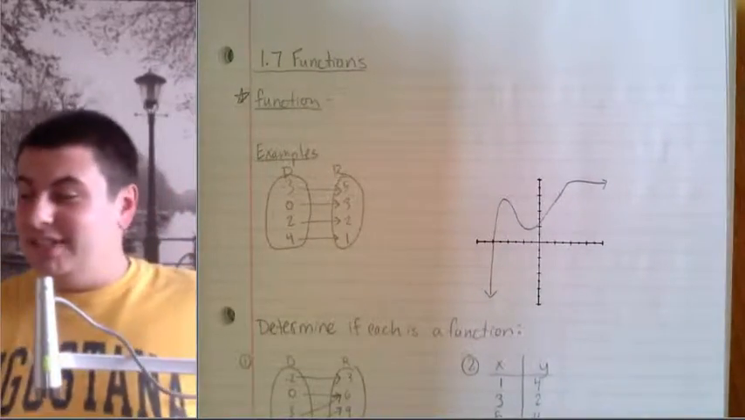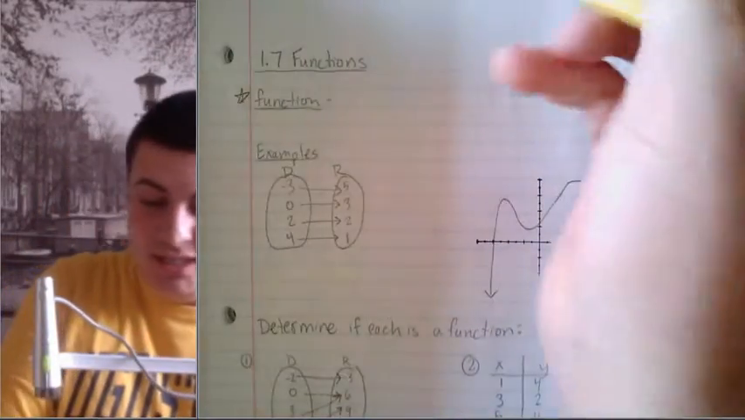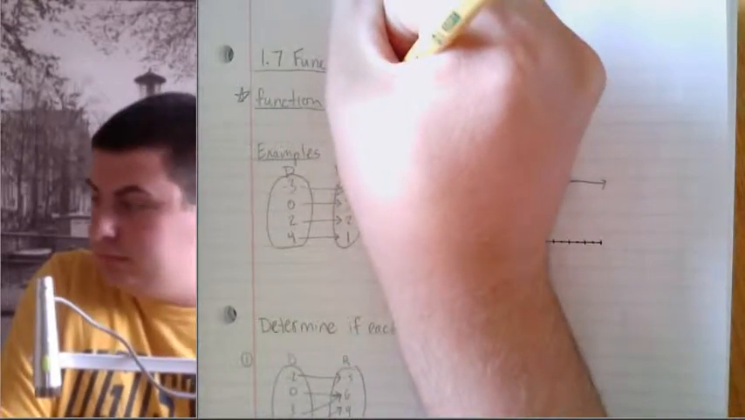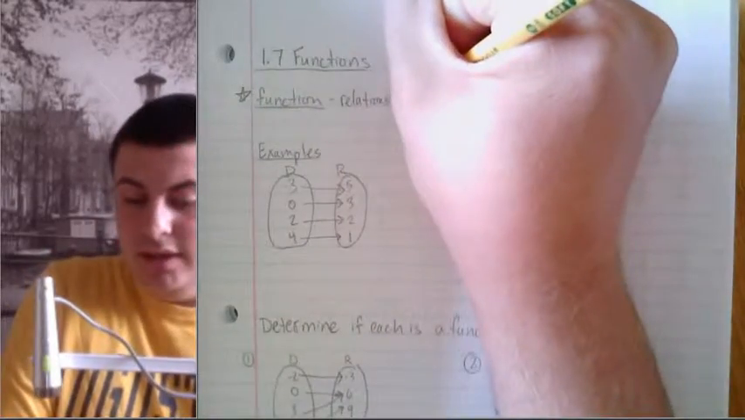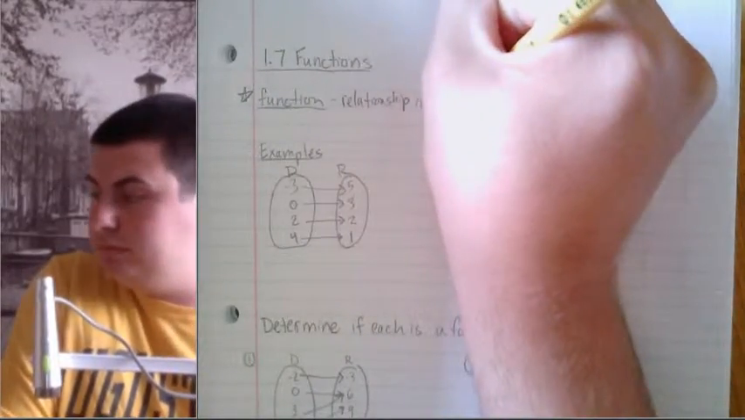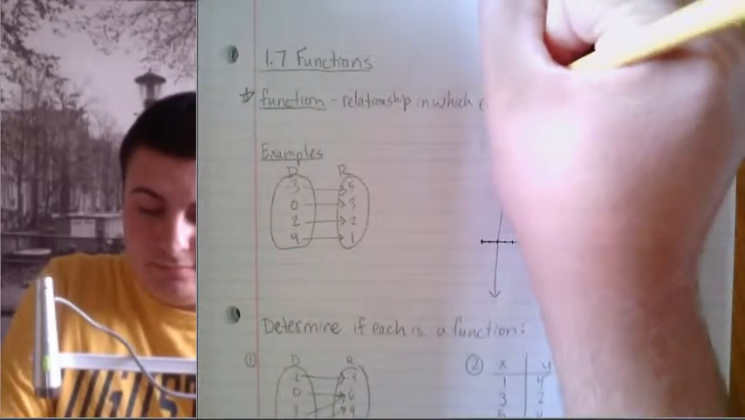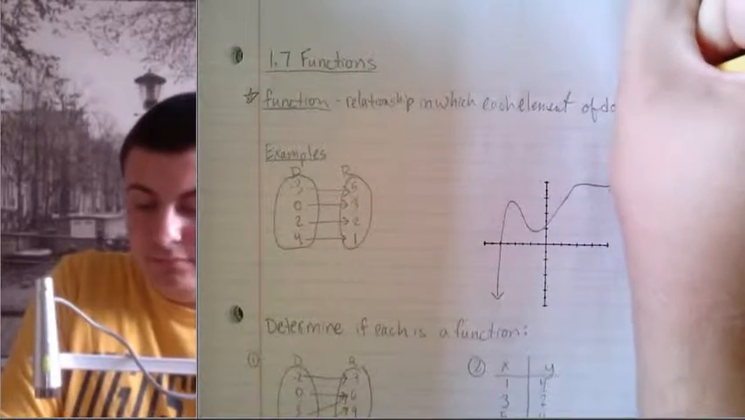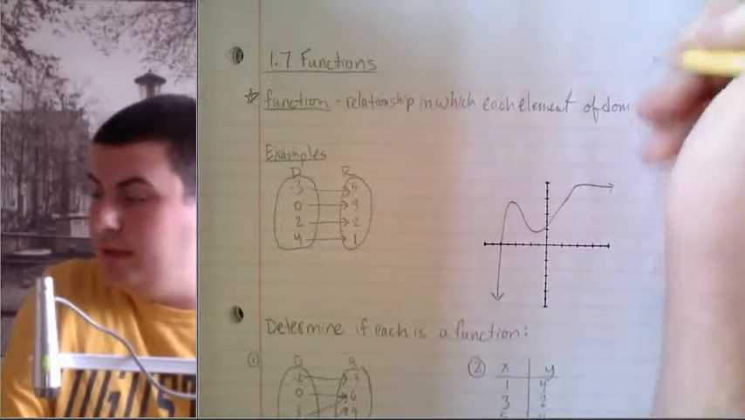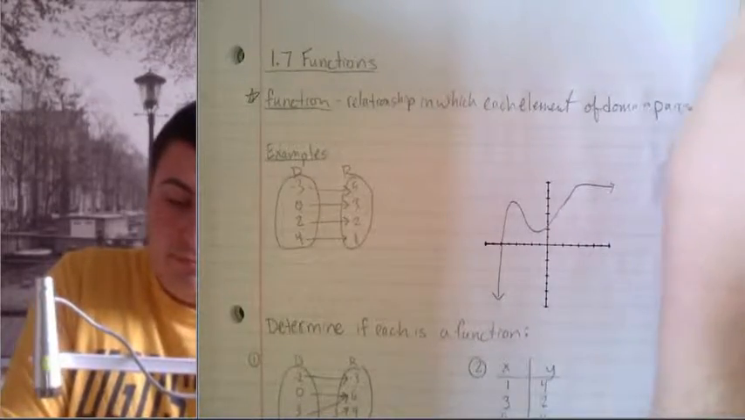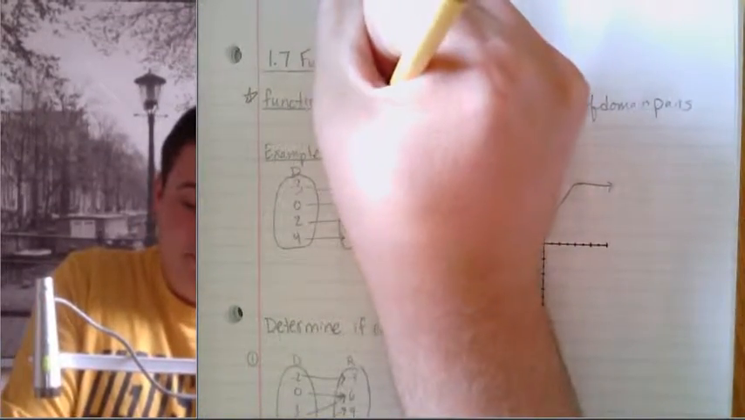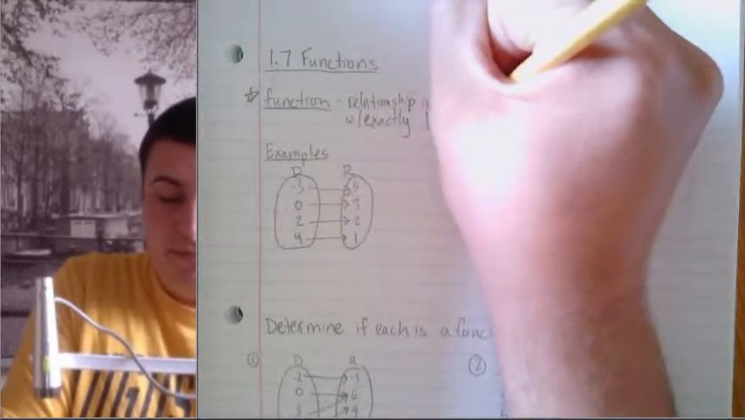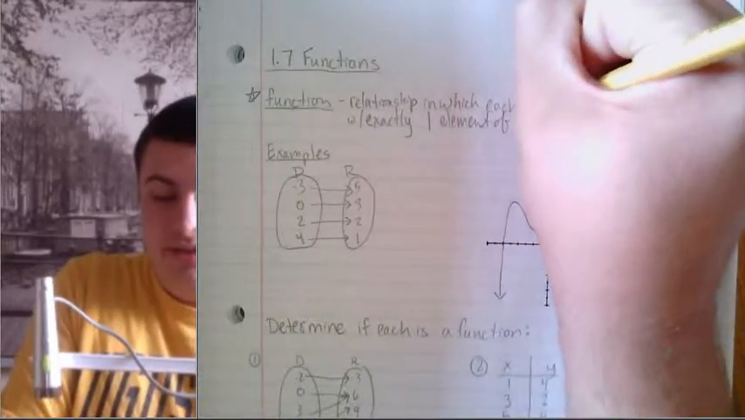All right, the definition of a function states that a function is a relationship in which each element of the domain pairs with exactly one element of the range.